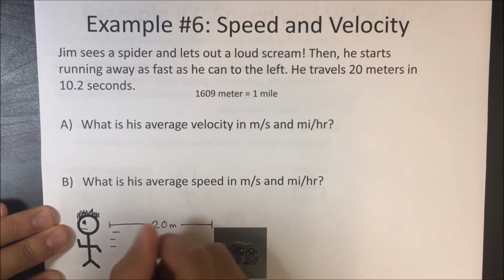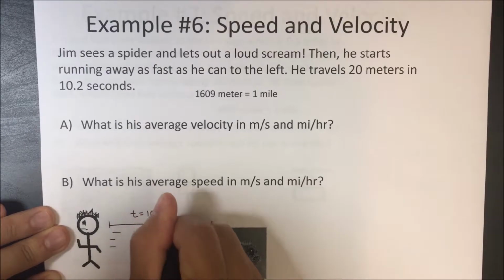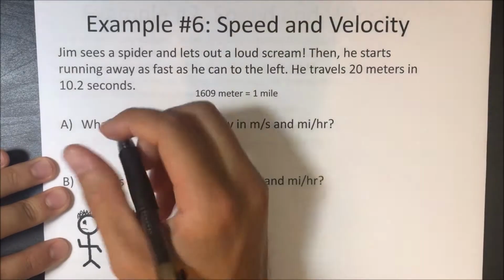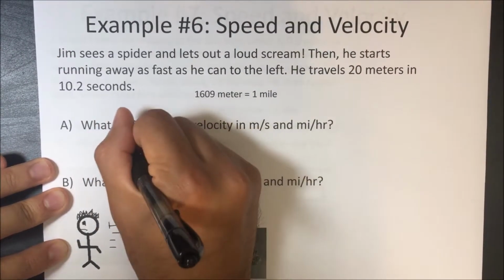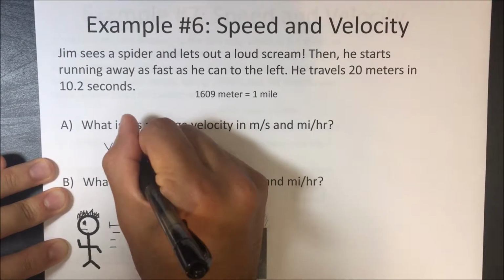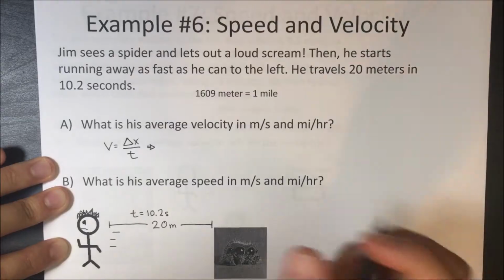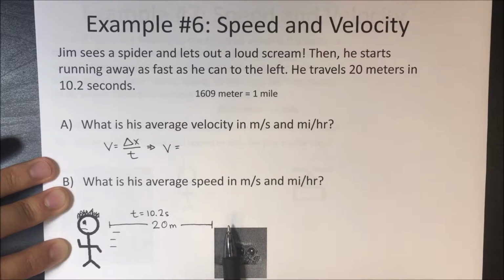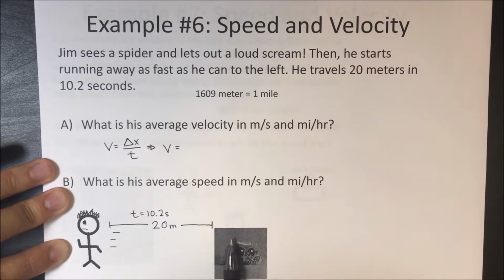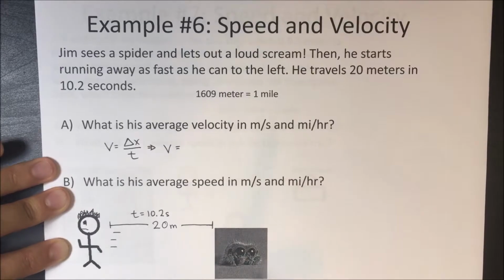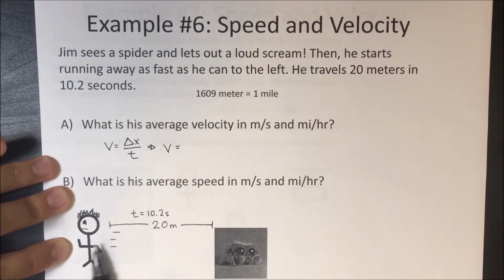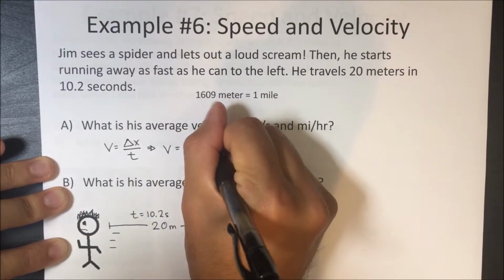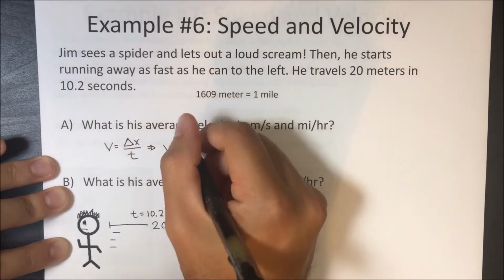It's going to take him 10.2 seconds. You want to kind of draw out everything first. Okay, so again, velocity is equal to the displacement divided by the time. We're looking for what his velocity is. And his displacement, he starts over here, but he goes to the left 20 meters. So his displacement is going to be negative 20 because he starts here, but he goes to the left 20 meters. How far he is from where he started. So negative 20 meters is his displacement, and it took him 10.2 seconds.